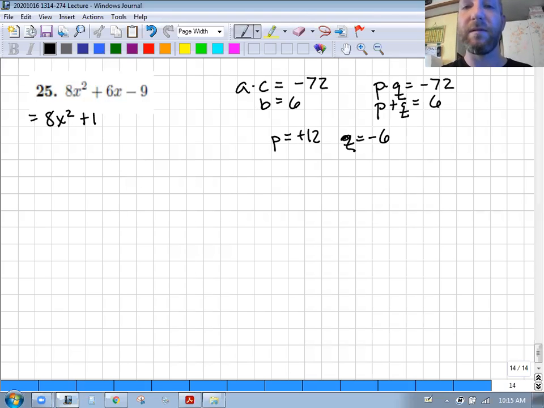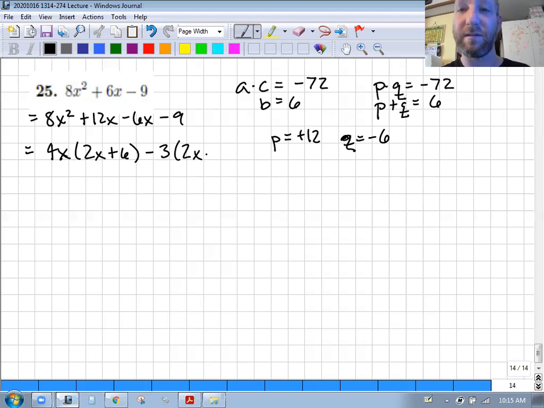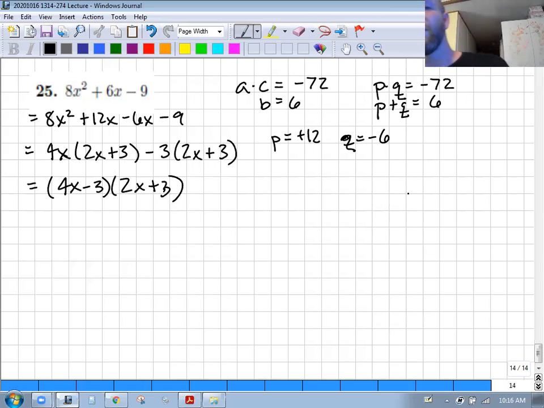as, rewrite that 6x as a 12x minus 6x. So the first two terms, we could pull out what, a 4x, and we get a 2x plus 6. And then on our second term here, we could pull out a minus 3, and that gives us a 2x. Wait a minute. We'll pull out a 3, 2x, yeah, plus 3, though. What am I doing wrong? 4 times 6 is wrong. I need a 3 there. 4x times a 3 is a 12x. So we have a 4x and a negative 3 both being multiplied by 2x plus 3. So the trick worked on this one.